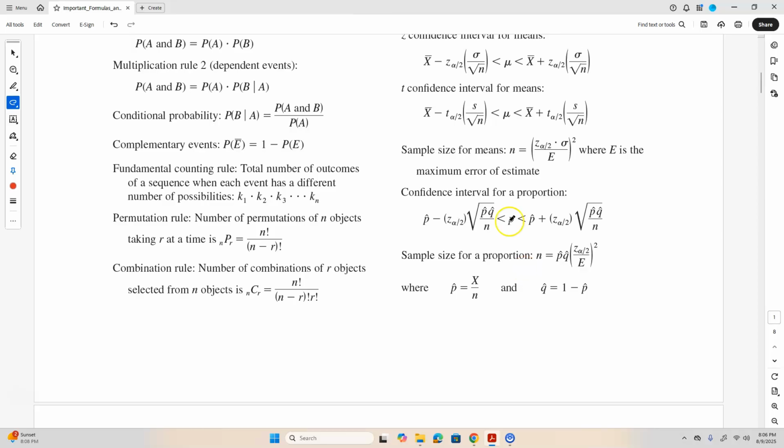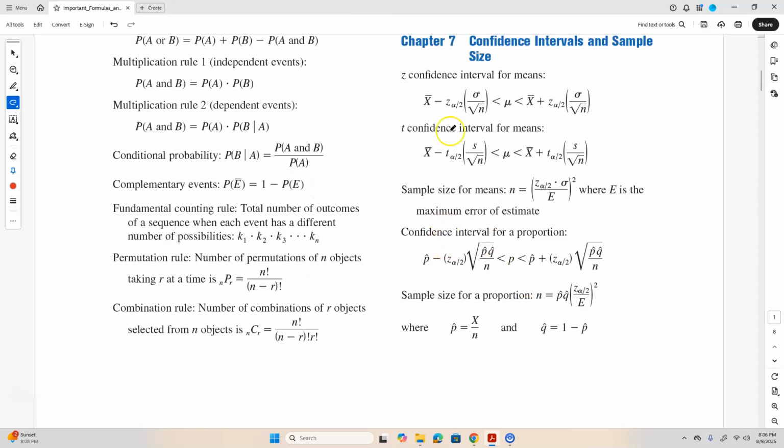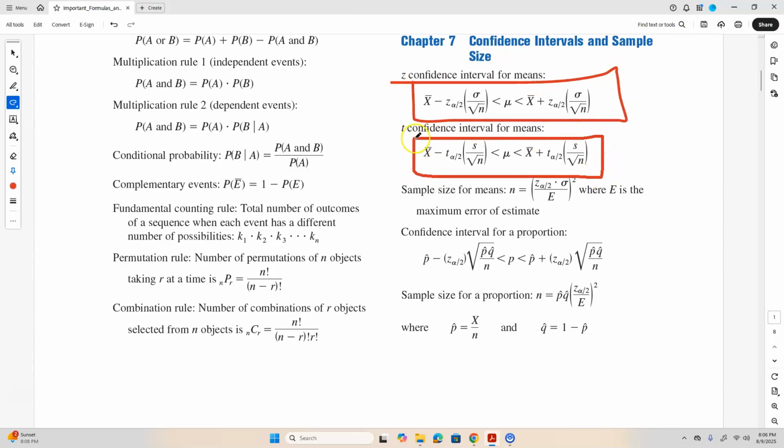You have your z confidence interval, your t confidence interval, then you have your formula for finding a sample size, and then you have your p confidence interval or your proportion confidence interval, and then your n if you're doing a sample size for proportions. So all the formulas are here. You don't have to memorize any of them. You just need to know which one to use and what the variables are.